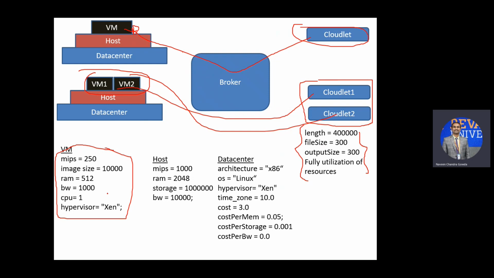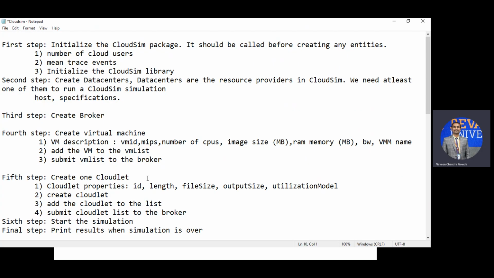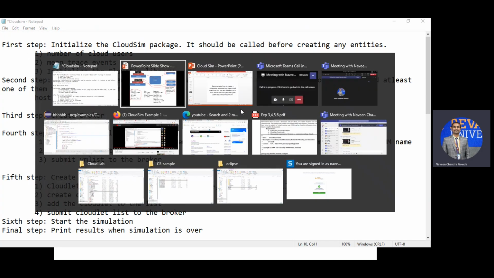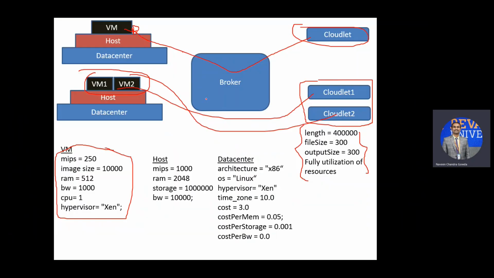So now before we get into the program, what are all the things that will be changing? If you observe what we discussed in the previous experiment, that is Cloudsim example 1, there we discussed the first example where we had only one cloudlet and one VM which was assigned by the broker. So that we had in the first experiment.